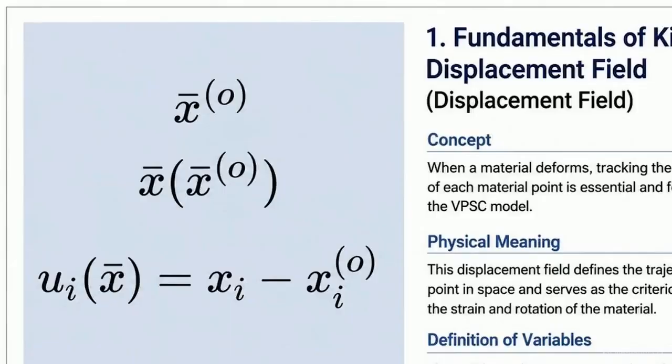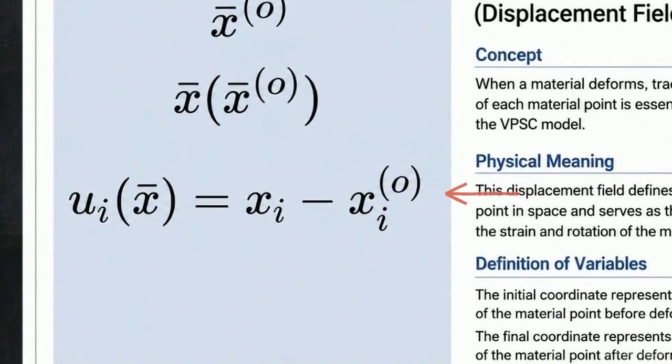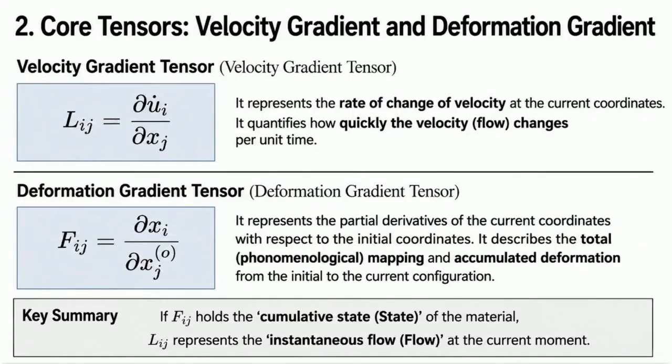The simulation begins by establishing the displacement field. This equation tracks the exact trajectory of a material point by subtracting its initial reference coordinates from its final position after deformation. This provides the basis for the deformation gradient tensor, F, which records the material's cumulative state using partial derivatives. We contrast this with the velocity gradient tensor, L, which measures instantaneous flow rate at the current moment.